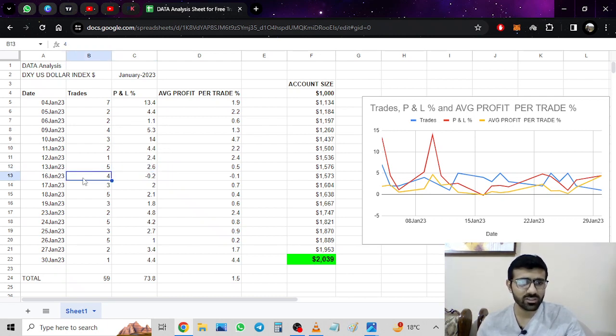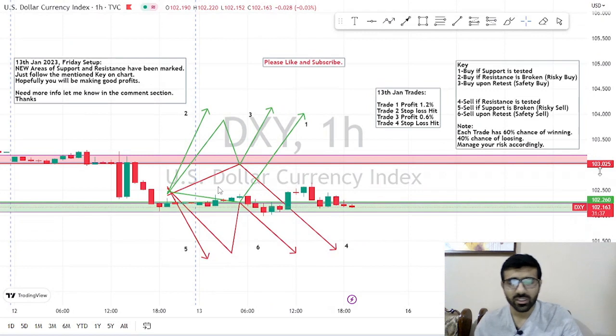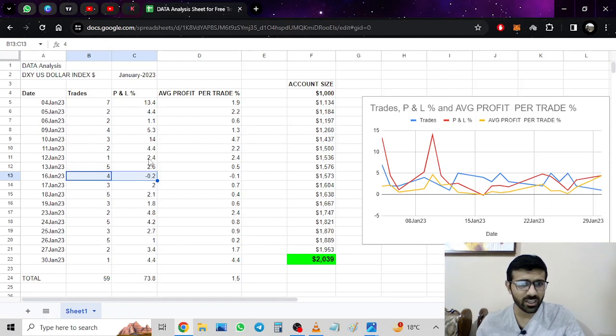Okay, so on 16th, four trades executed with a negative 0.2. Let us see on 16th of January. So on 16th of January, the trades were of 13th January. So we hit one profit of 1.2% and a stop loss, and then a 0.6% profit. And then on the fourth trade, we hit another stop loss. So overall, we made a negative in this day of approximately minus 0.2%.